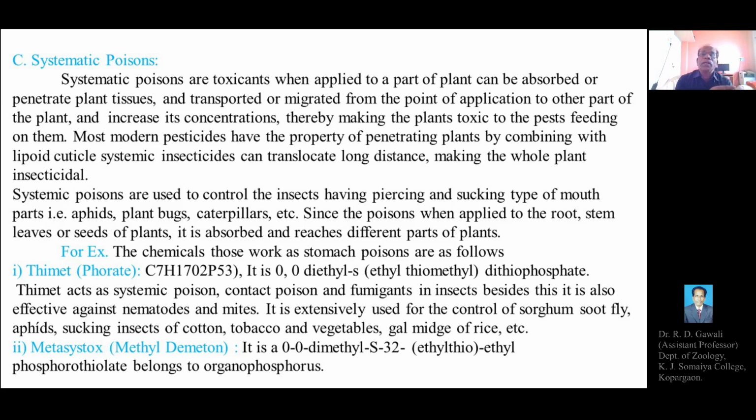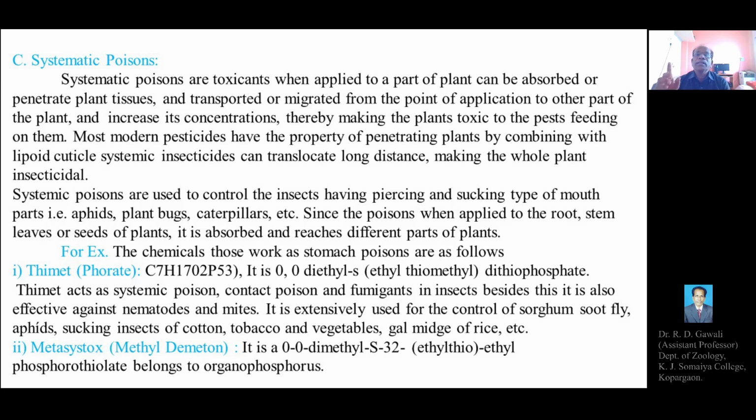But the systematic poisons are of a different type. Systematic poisons are toxicants which, when applied to a part of the plant, can be absorbed or penetrate into the plant tissues, and are transported or migrated from the point of application to other parts of the plant and increase their concentration in the plant. This means the systematic poisons cause phytotoxicity.